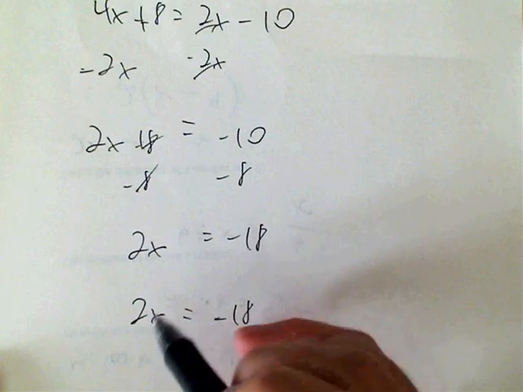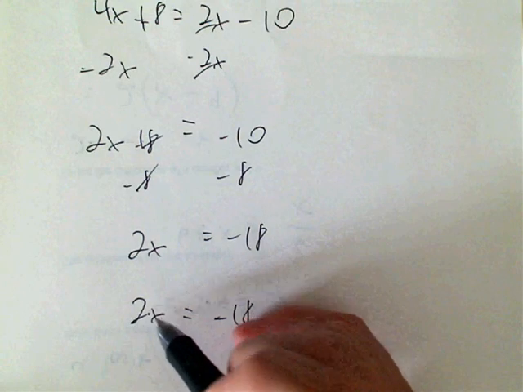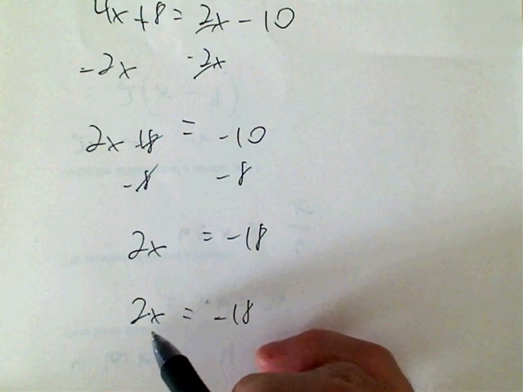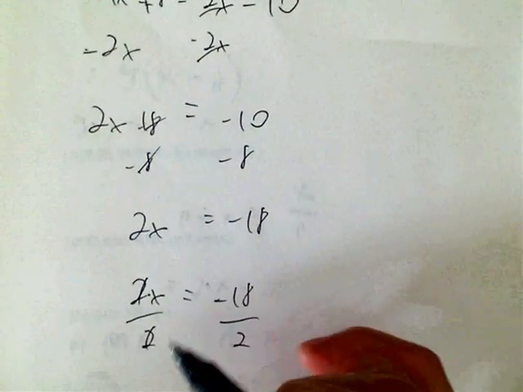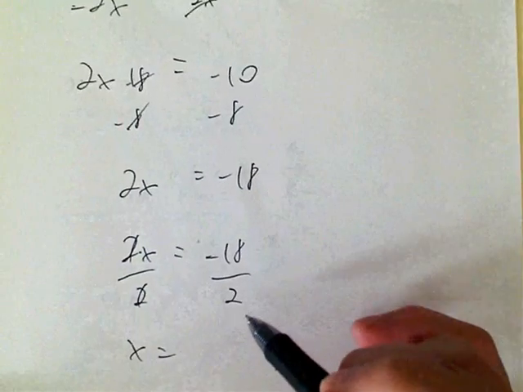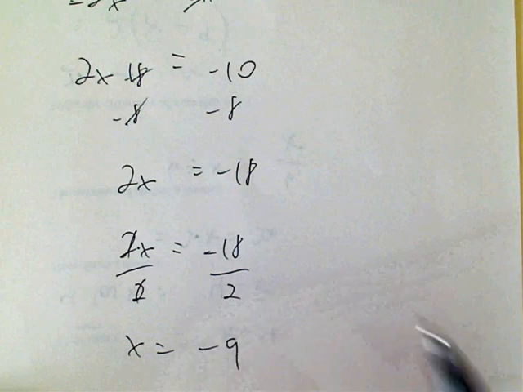And to isolate the x, which is our last goal, we have to get rid of the 2 being multiplied, and we do that by division, do to one side, to the other. 2 over 2 is a 1, 1 times x is x. Negative 18 divided by 2 is negative 9, and we're done.